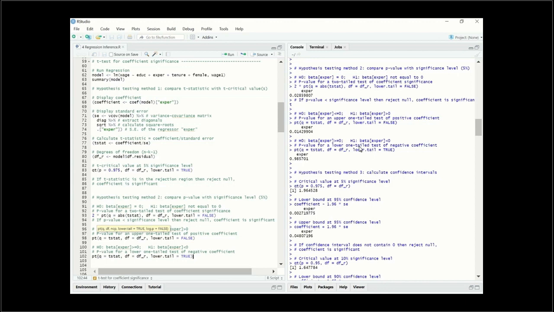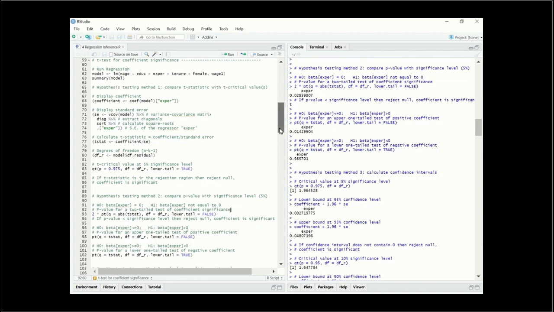And here we are testing if the coefficient is negative, and basically the p-value is very high. So we cannot reject the null, and therefore the coefficient is basically non-negative. And if you look back, the coefficient is a positive number, so of course it will not test to be significantly negative here. Okay, so this was the second approach, comparing the p-value with the significance level.